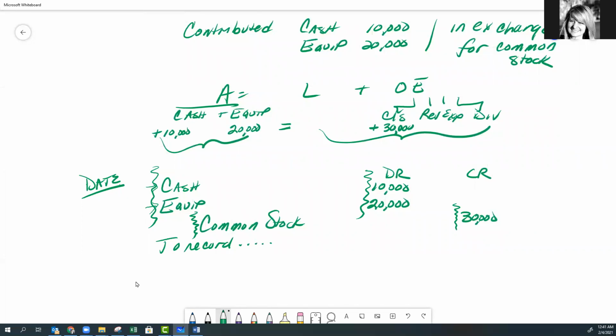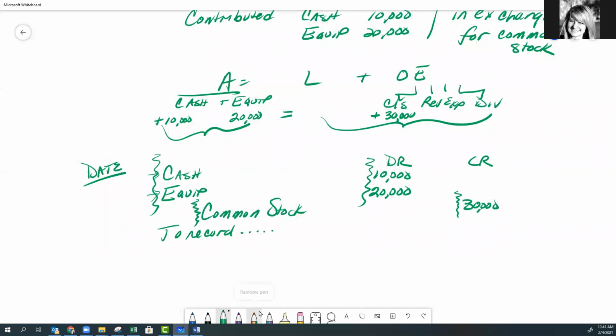Rule number 2 says we must have at least one of each, at least one debit and one credit. Well, we followed that rule because we have 2 debits and we have 1 credit. So we have at least one of each. We followed that rule. So let's take a look at rule number 3.